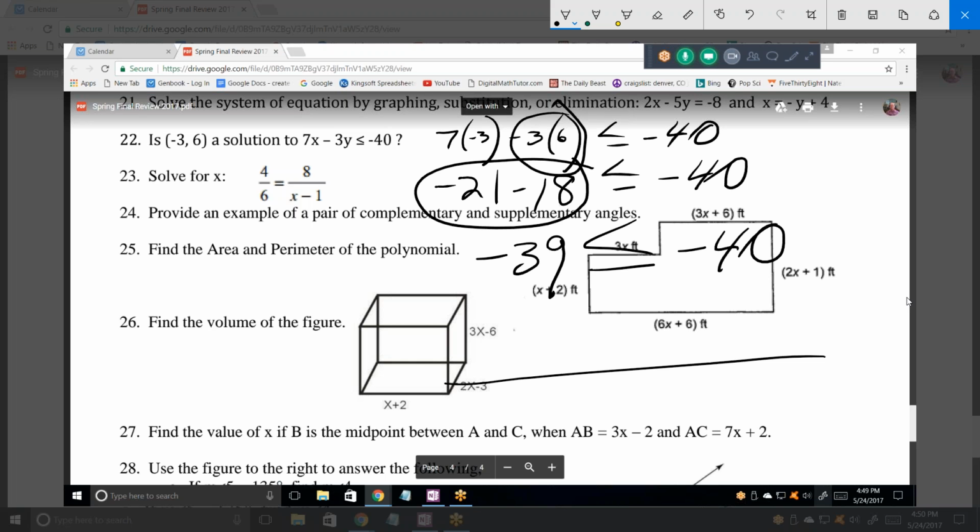If I look at a number line, there's 0, there's minus 40, there's minus 39. It's to the right of minus 40. So for something to be less than another number, it's got to be to the left of it. In other words, just because 39 is less than 40 doesn't make minus 39 less than minus 40.